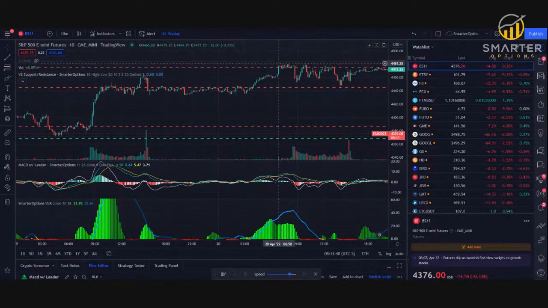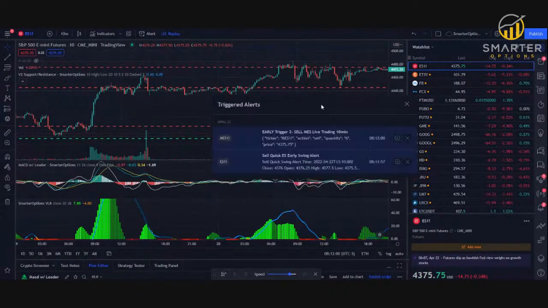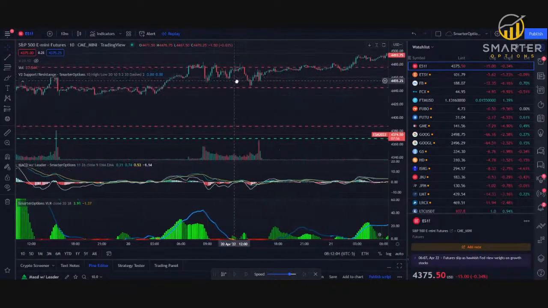You might have thought it was going to break out right here. You could have bought a call, and then as soon as it flipped and turned right here and started heading down, it did drop down a little bit here, but you could have gotten out of this without much of an issue. Okay.